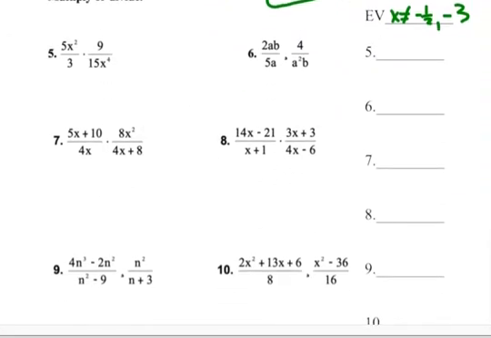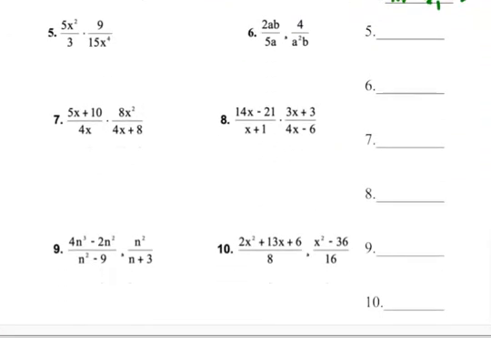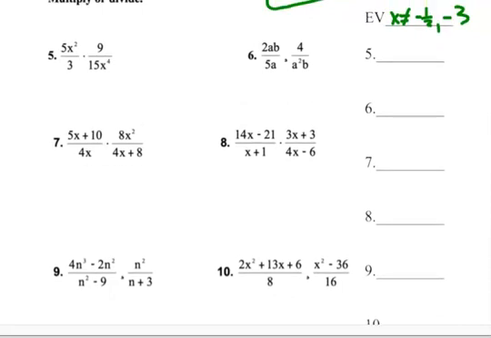Now let's talk about multiplying and dividing. Multiply, you can reduce first or you can reduce last. So some people like to multiply first and then reduce. Some people like to reduce first. So what that would mean is something like this, like 5 would go into 15 3 times, so I could replace that with a 1 and a 3. 3 would go into 9 3 times, and then I have x's.